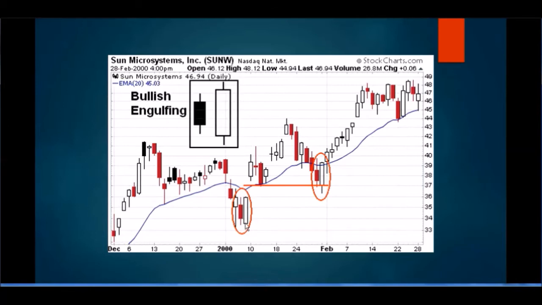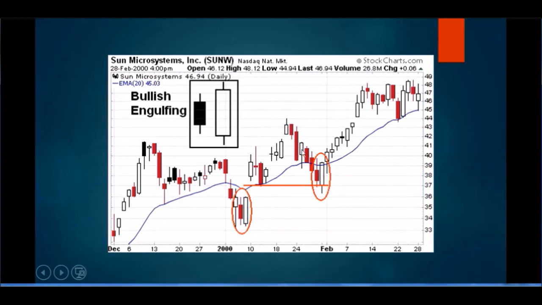The next day opens below, closes above. So really you have a minor gap down the next day. So this one doesn't engulf the wicks completely, but it engulfs the real body. So a bullish engulfing has formed. And sure enough, what do we see? We see a reversal to the top side.